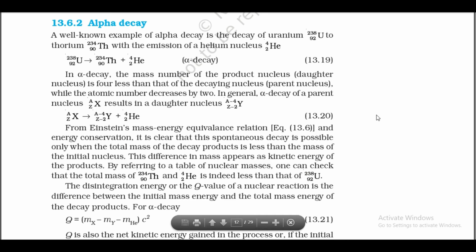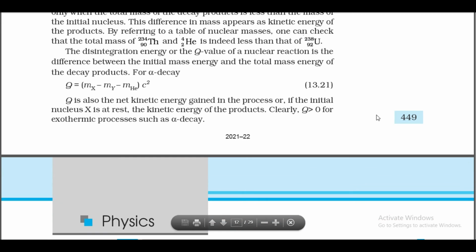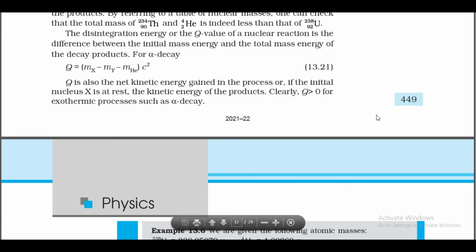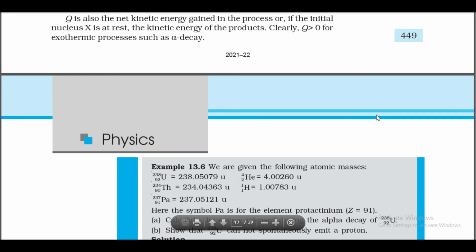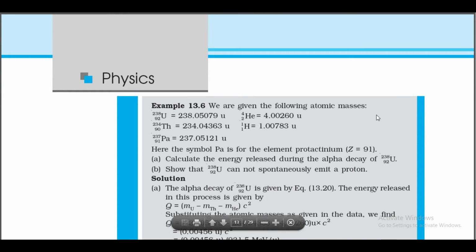By referring to a table of nuclear masses, one can check that the total mass of 90Th-234 and 2He4 is indeed less than that of 92U-238. The disintegration energy, or the Q value of a nuclear reaction, is the difference between the initial mass energy and the total mass energy of the decay products. For alpha decay, Q = (mX - mY - mHe) c^2. Q is also the net kinetic energy gained in the process, or the kinetic energy of the products if the initial nucleus X is at rest. Clearly Q is greater than 0 for exothermic processes such as alpha decay.